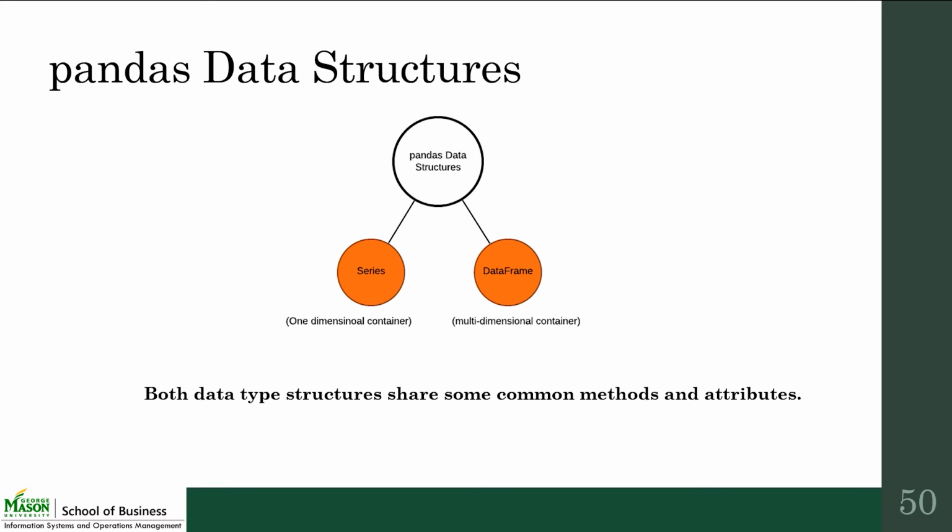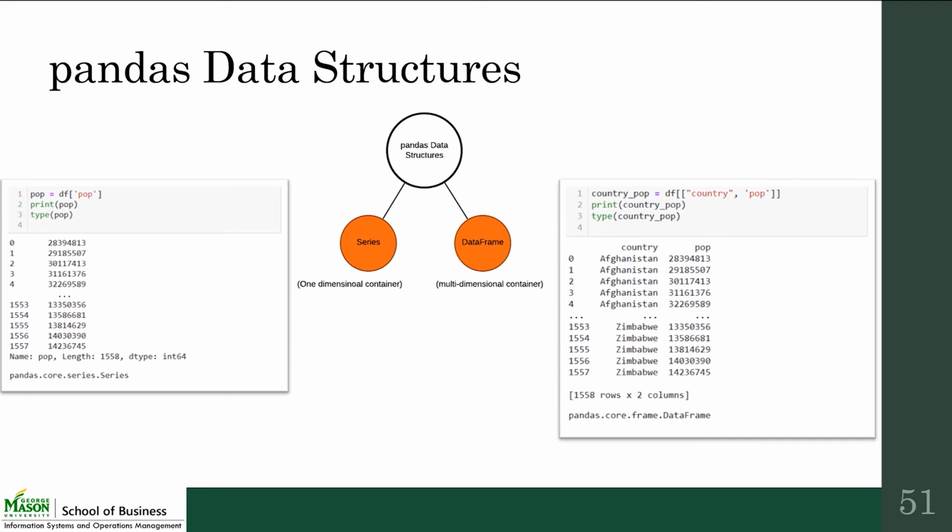So as mentioned previously, the two data structures in Pandas are Series and DataFrame. They both share attributes and methods, but there are some attributes and methods specific to each one of these data types. A Series data type contains only one column of data. A data frame is considered to consist of multiple data columns, where each column can be considered as a Series.